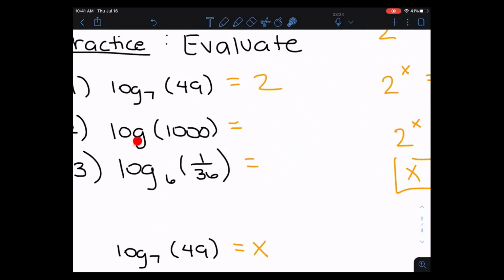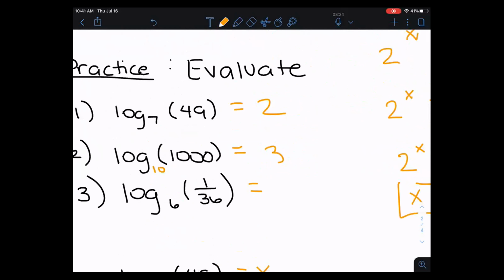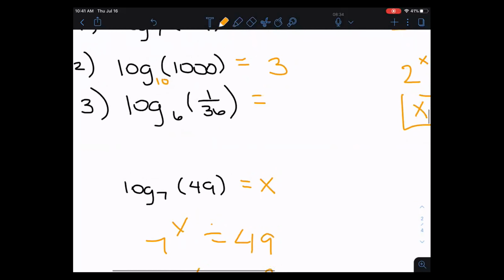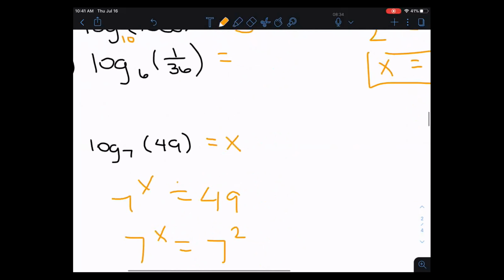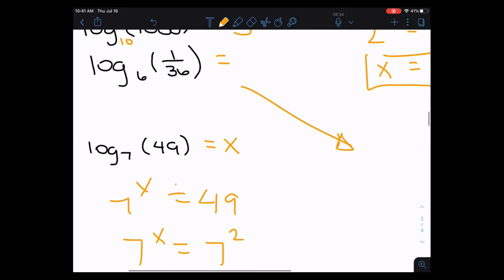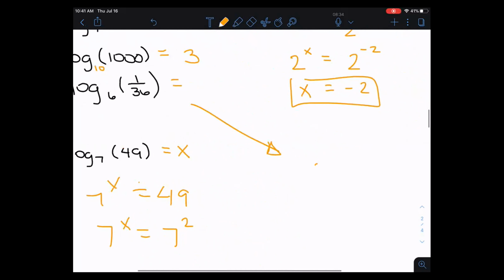For log of 1,000, remember that since there is no base, there is an invisible 10 here. So 10 to what power gives us 1,000? That is 3. So that's how you guys can get that. For this third one, you guys are basically thinking about, okay, so 6, let me rewrite this actually.